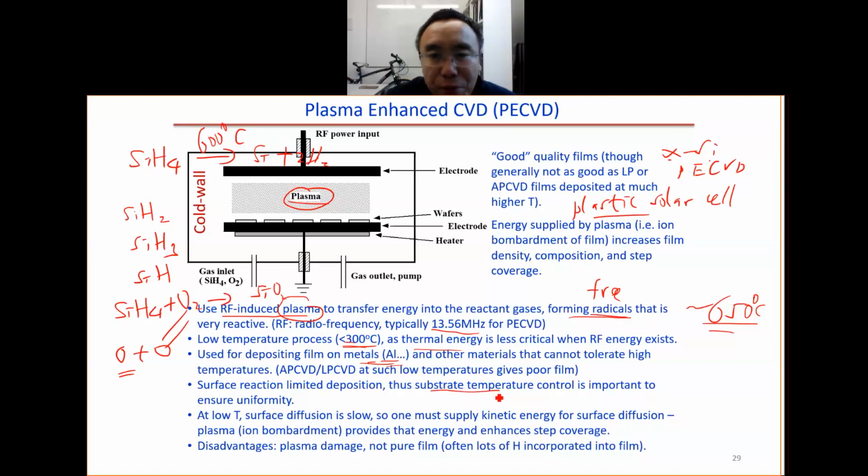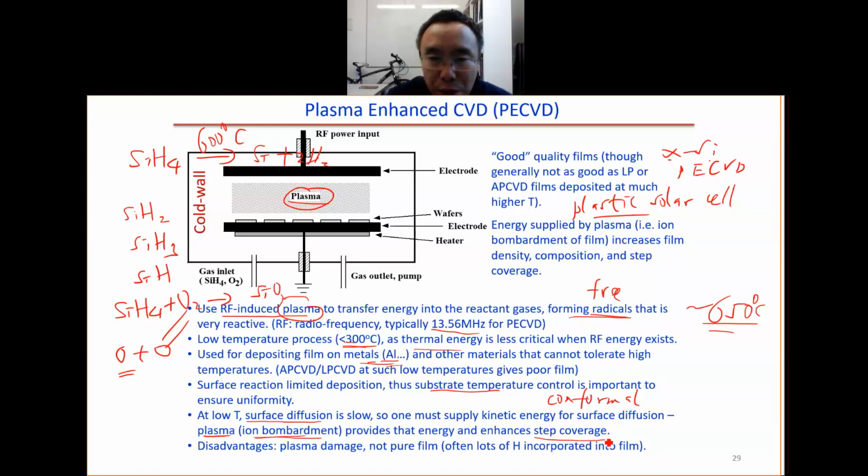Substrate temperature has some effect, and this will affect the film quality. Normally, higher temperature gives you higher film quality. When we have the plasma, we have ion bombardment. As a result, the ion bombardment will help to make the film more uniform and more conformal in coating, because the ion bombardment improves the surface diffusion. This way we can have more uniform film coverage, more uniform step coverage. This is conformal.